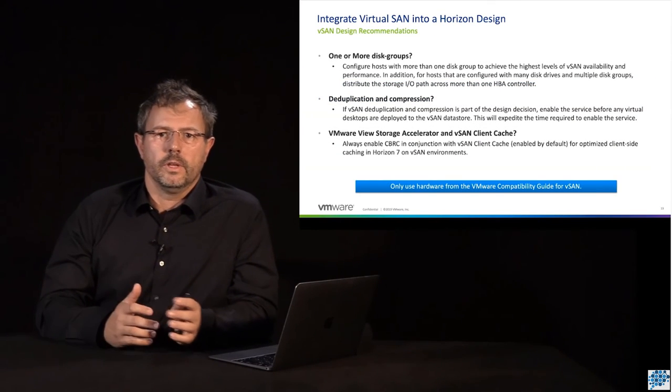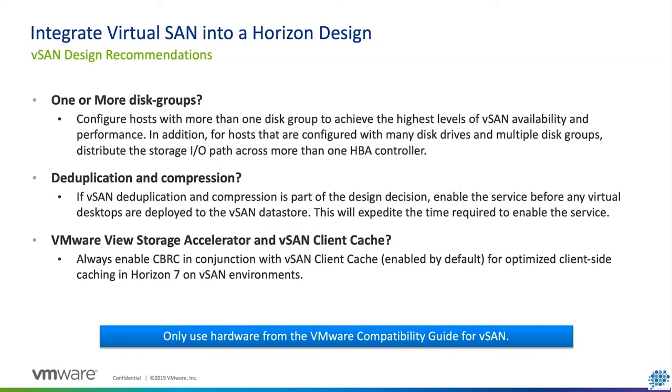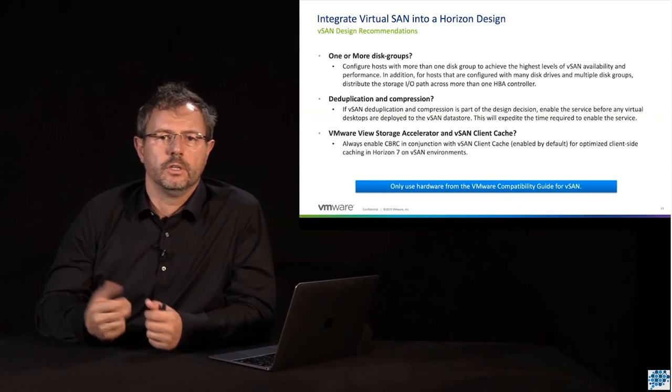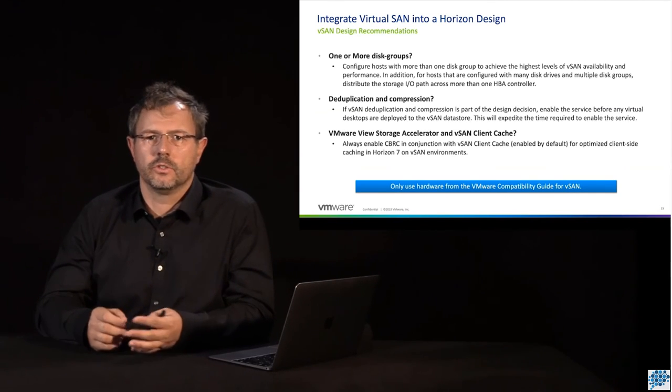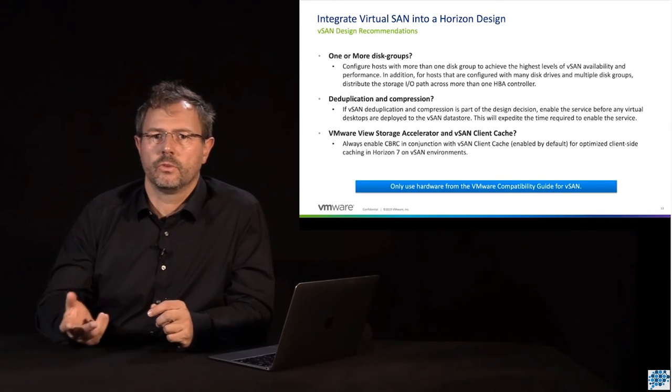So, with all that we have heard now, what are the typical questions? Okay, should I have one or more disk groups? Well, depending on the physical size of your host, how many drives you can build into your host, this is one aspect. And the other aspect is how many drives do you have? Let's say you have one SSD and 3 magnetic disks. Then you can only create one disk group because the SSD is going to be the performance device and the capacity devices will be those 3 magnetic disks.